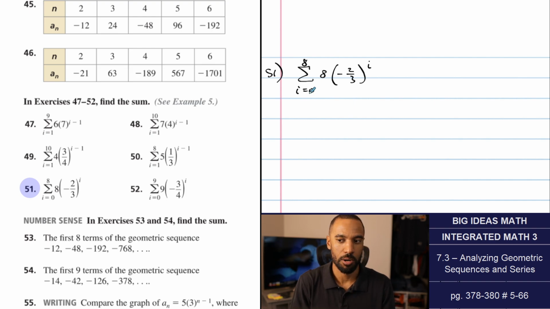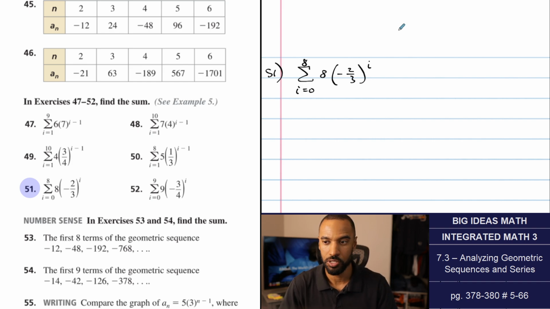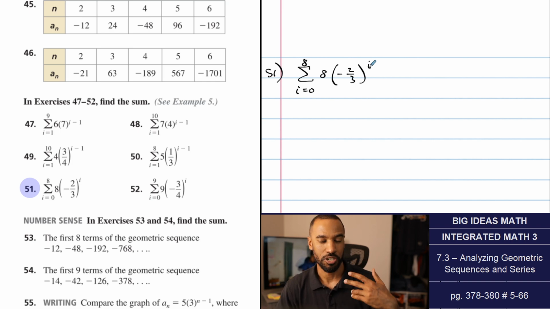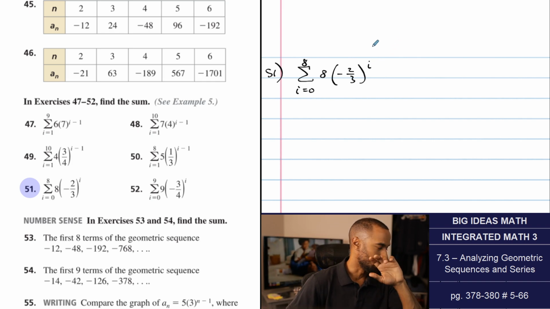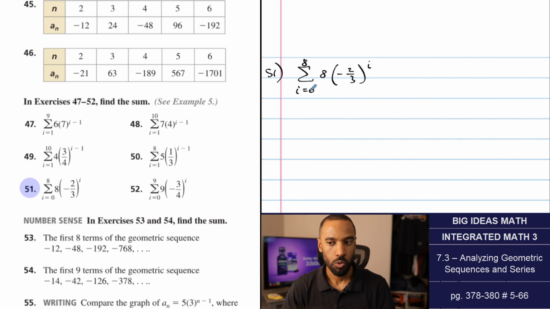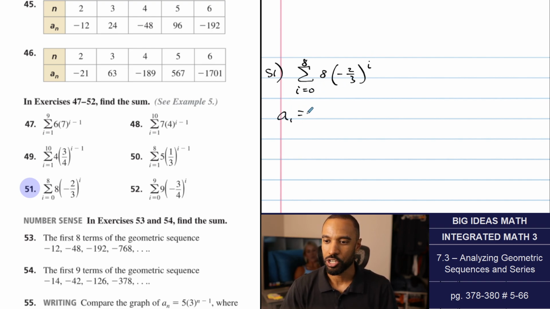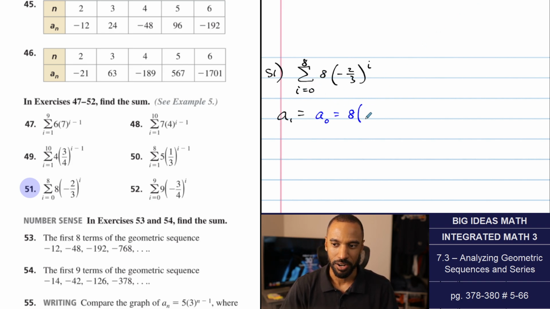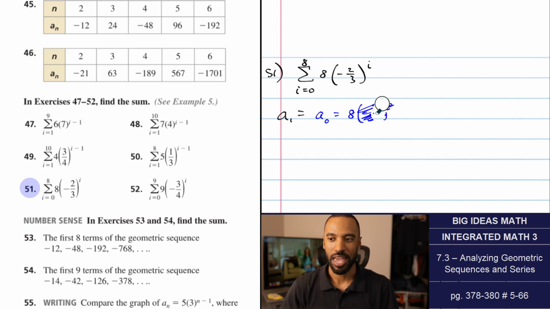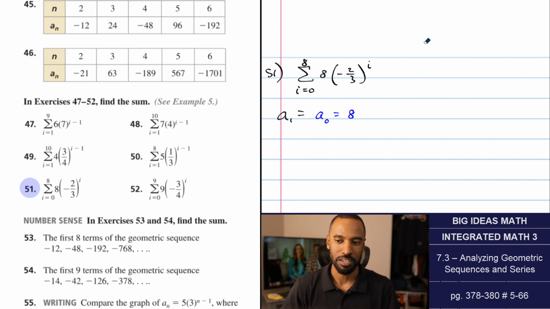That being said, your first term is always the lowest bound term. You might have also noticed this doesn't say i minus 1. It just says i. But that actually acknowledges why there's a 0 here. For our first term, instead of a sub 1, we actually use a sub 0. We have to substitute the lowest bound in here. 8 times negative 2/3 to the 0 power is 8 times 1, which is just 8. Your first term is still 8. It's still that number in front, but for a completely different reason.